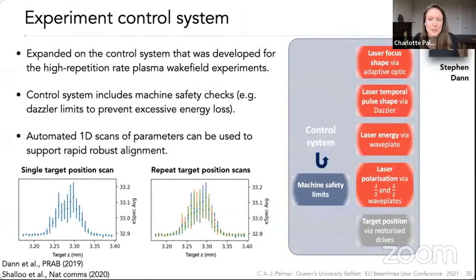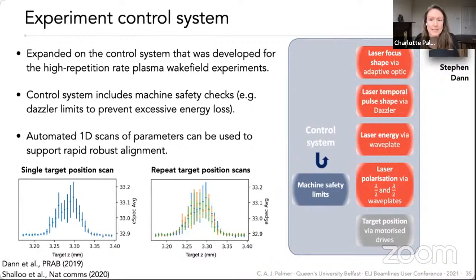So to enable the experiment to run in automated fashion, we utilized the control system. This is an extension of the one that was used for the earlier experiments. And in the cartoon, you can see how it interacted with the different pieces of hardware within the laser system to provide control over the wavefront, the temporal shape, the energy, and the polarization.